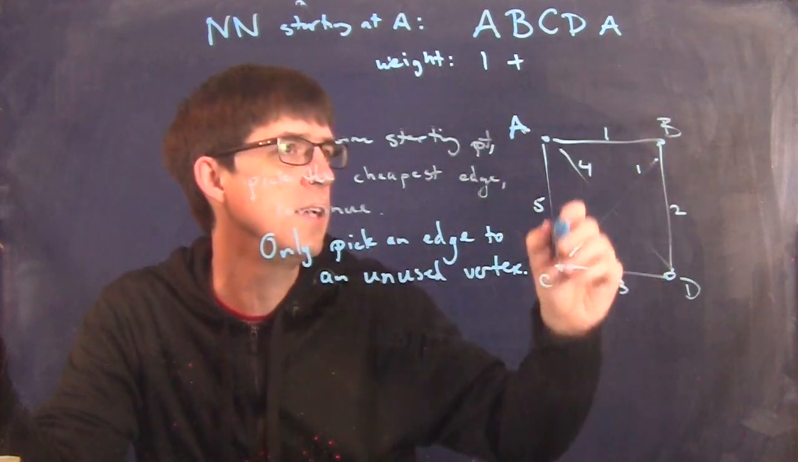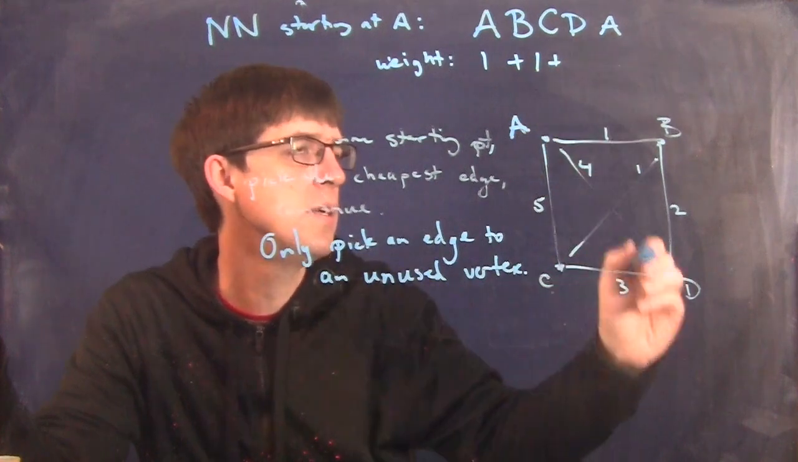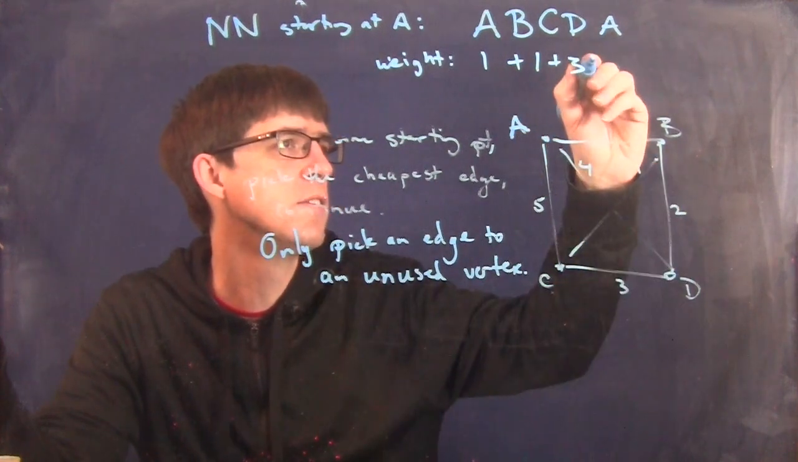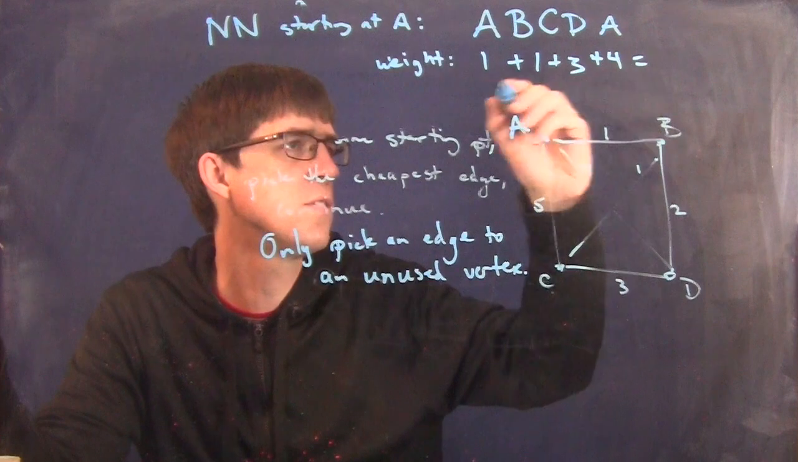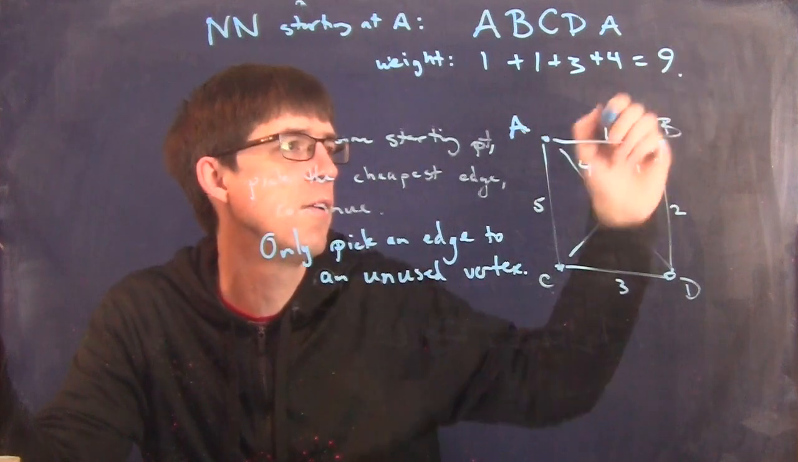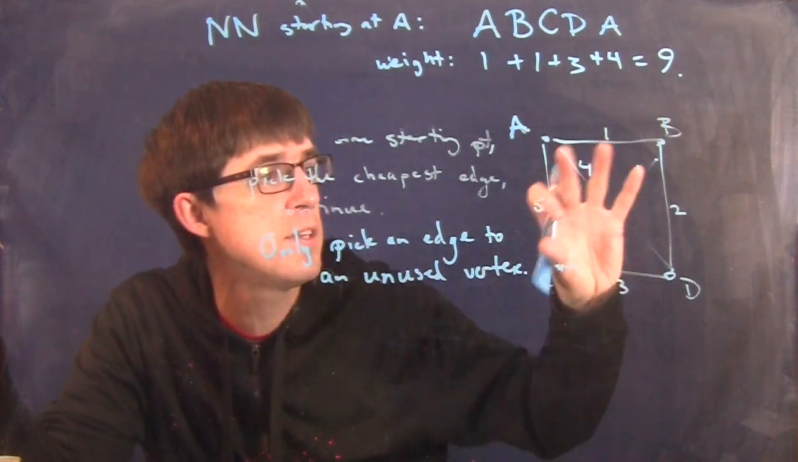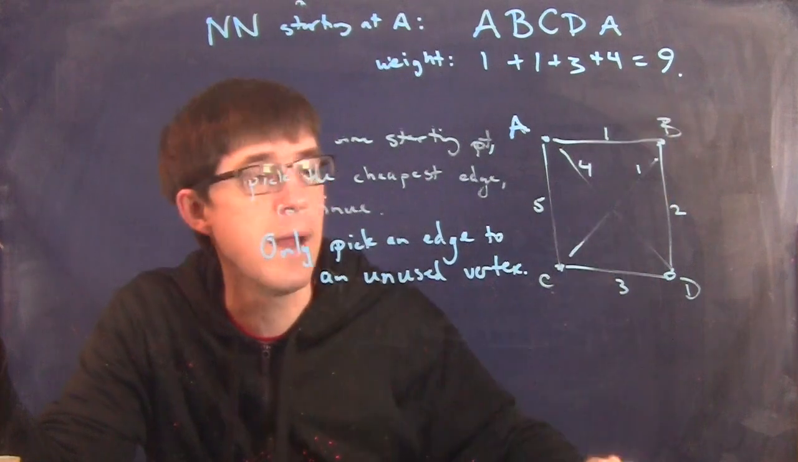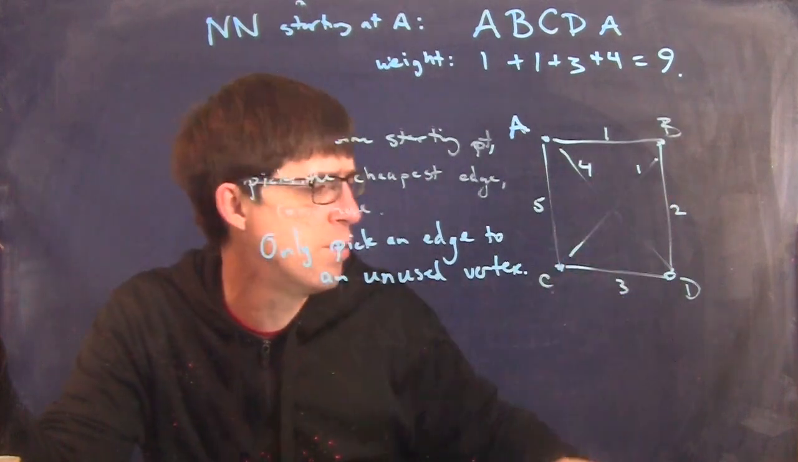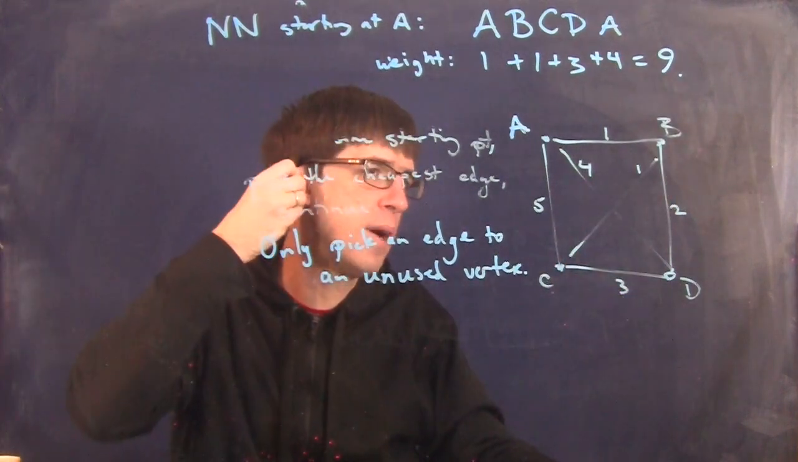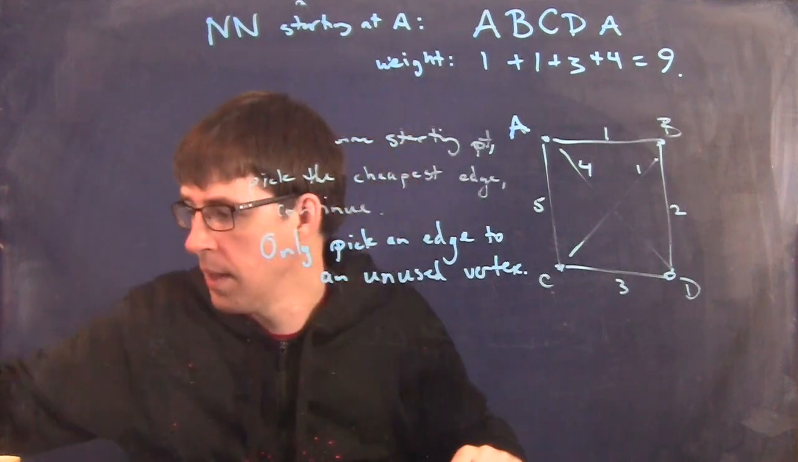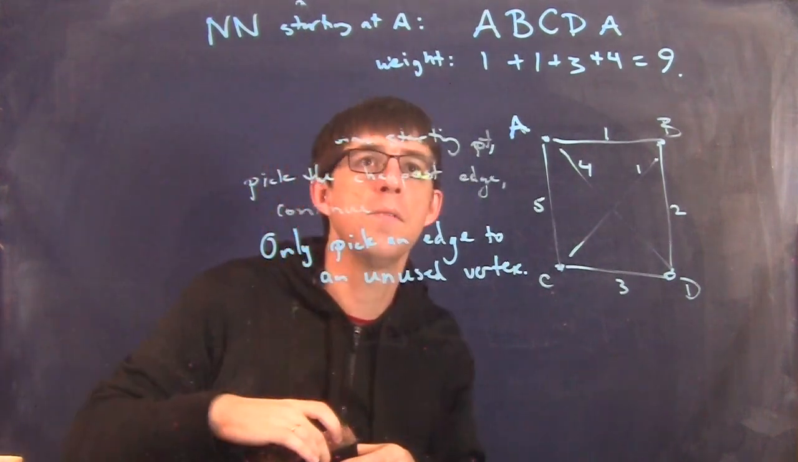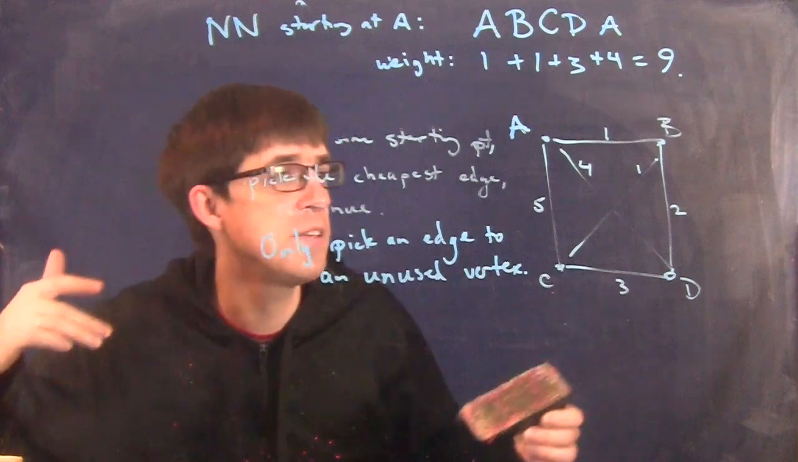Plus B to C is 1, C to D is 3, D to A is 4. All right, so this total weight was 9. Okay, is that the best you can do on this graph? I don't know, 9 is pretty good. It's not so hard to do the brute force here, and you could check all possible Hamilton circuits.